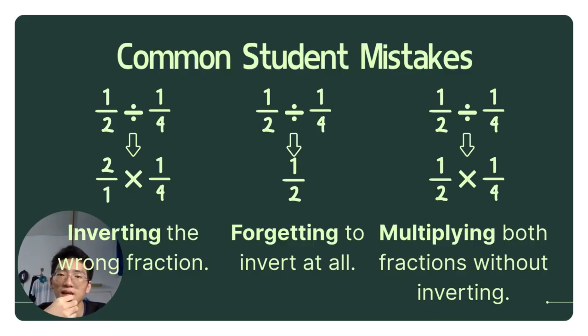The second mistake is that the student will forget to invert at all, like this, forgetting to divide by the 1/4. And the third is that the student will multiply both fractions without inverting, like this. It changes the divide to a multiply.